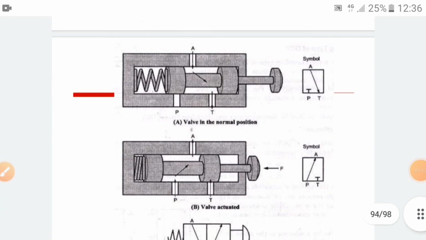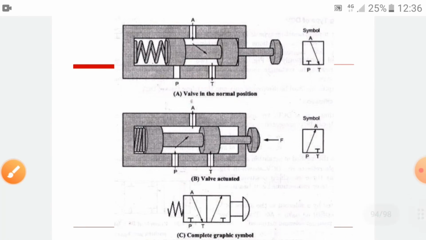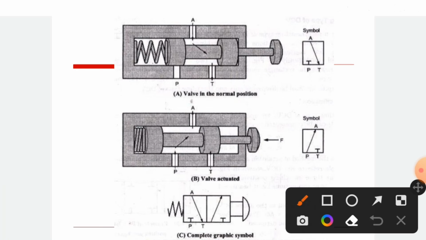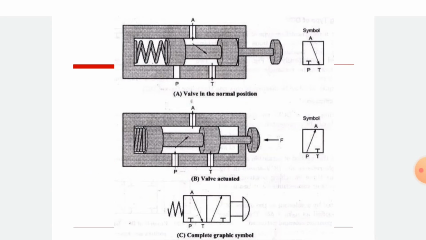So here is the construction of the three-way, two position valve. All of you see, figure A shows the valve in a normal position, and figure B shows the valve in actuated position. And this is the symbol of the three-way, two position valve, the 3 by 2 directional control valve.